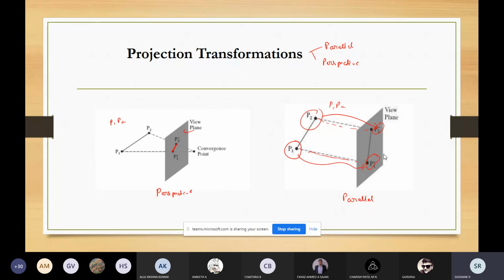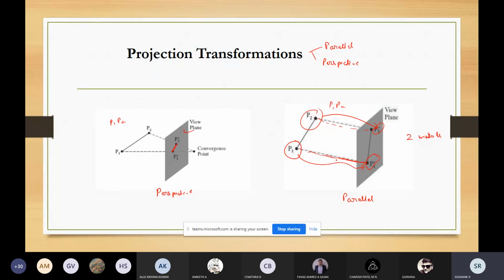So how can we obtain this parallel view? We have two methods for obtaining the parallel projection view for an object. One is that you can project along the lines that are perpendicular to the view plane. You can check that; this line is perpendicular to the view plane.